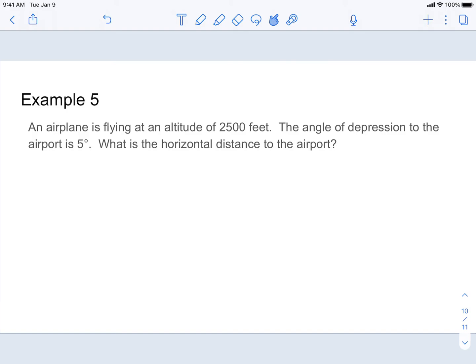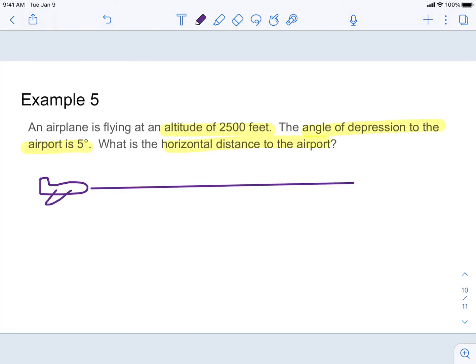All right, angle of depression one. Let's take a look at this. So our airplane is flying at an altitude of 2,500 feet. The angle of depression to the airport is 5 degrees. What is the horizontal distance to the airport? So I'm going to do this one with the upside down triangle. So if I've got the airplane here flying, it's flying on a horizontal line. It has an altitude of 2,500 feet.